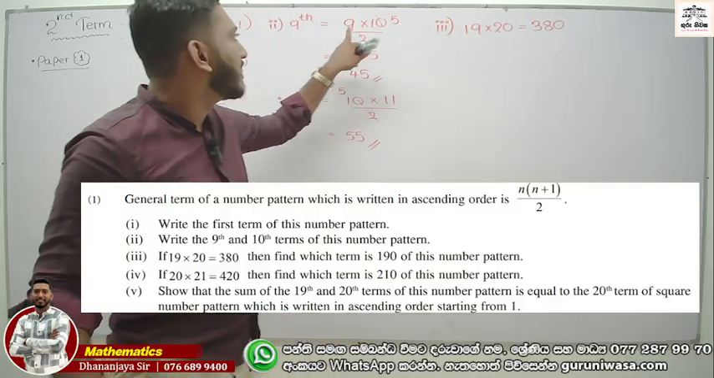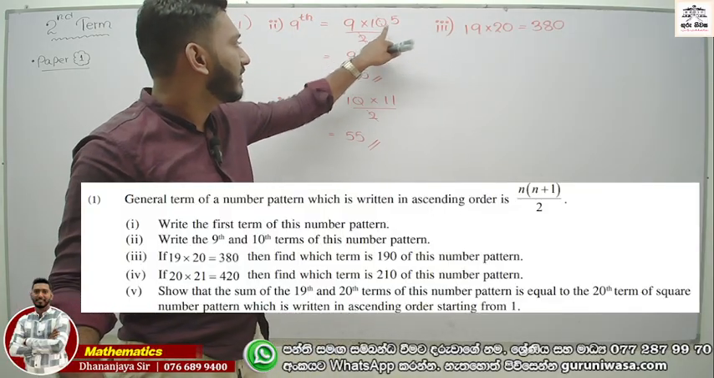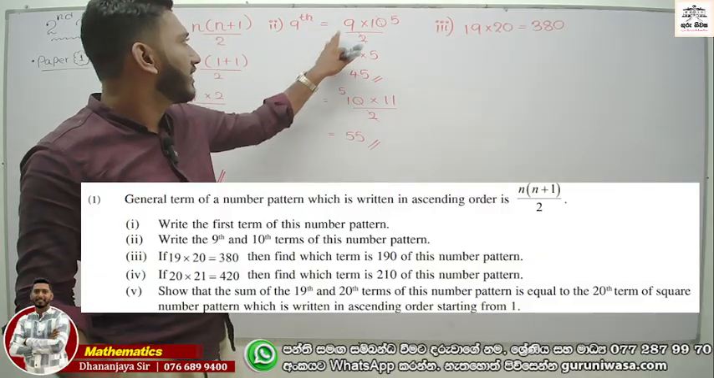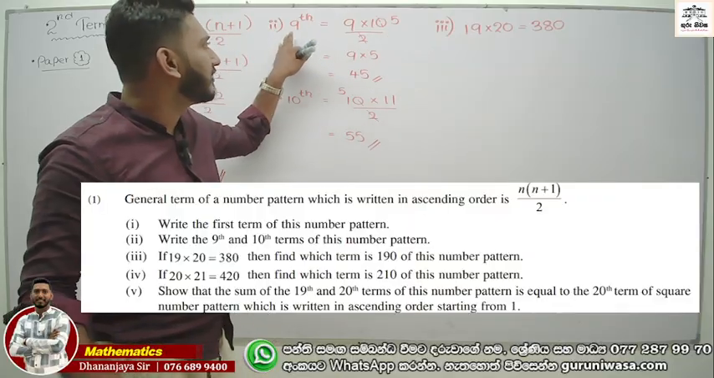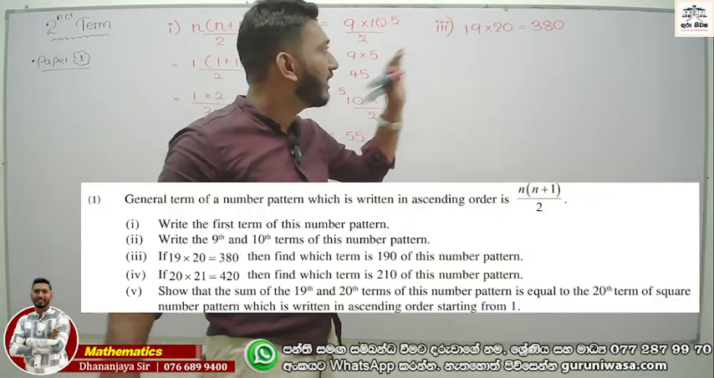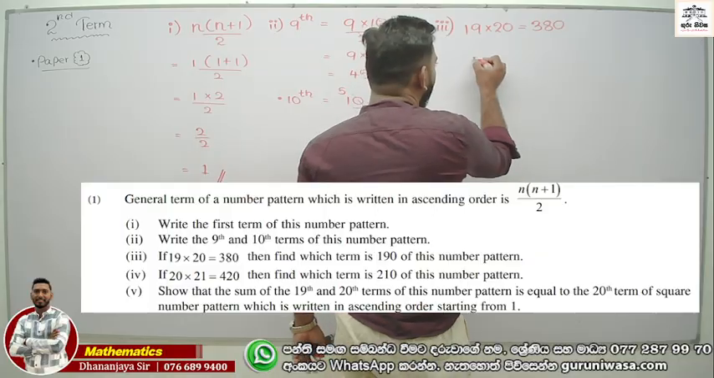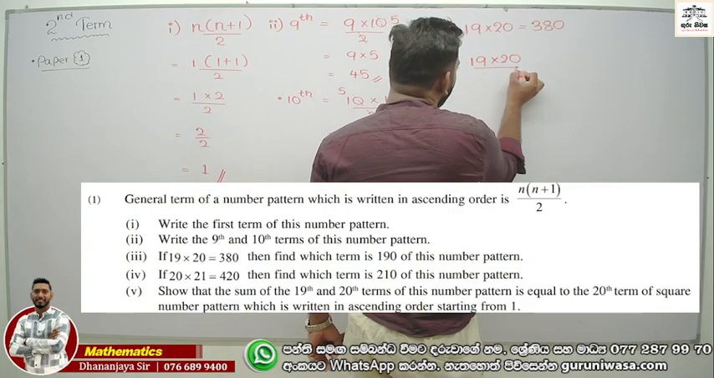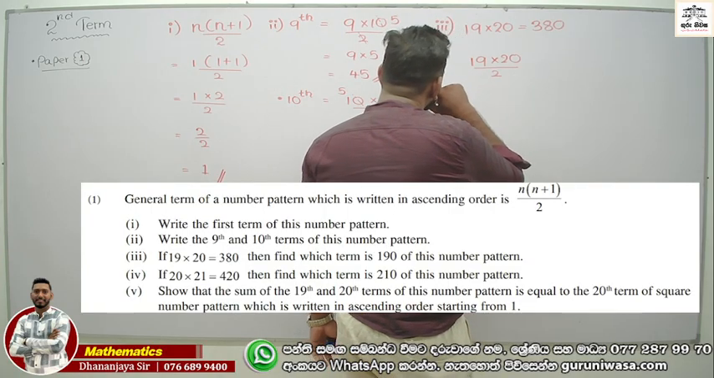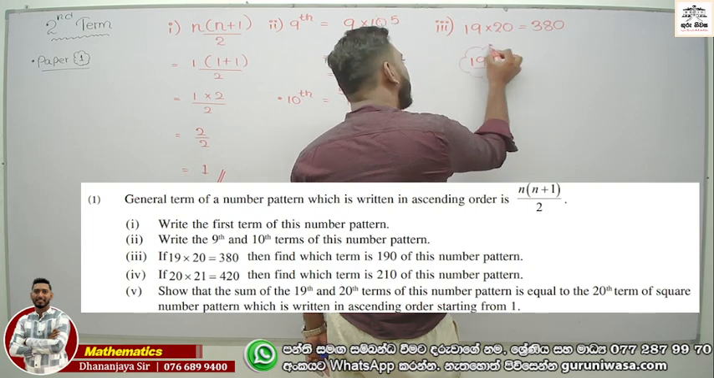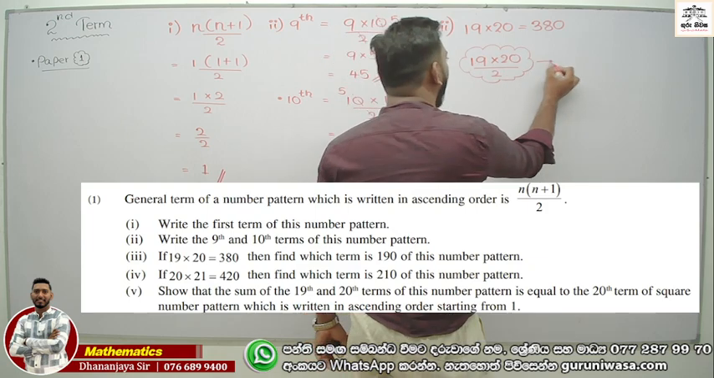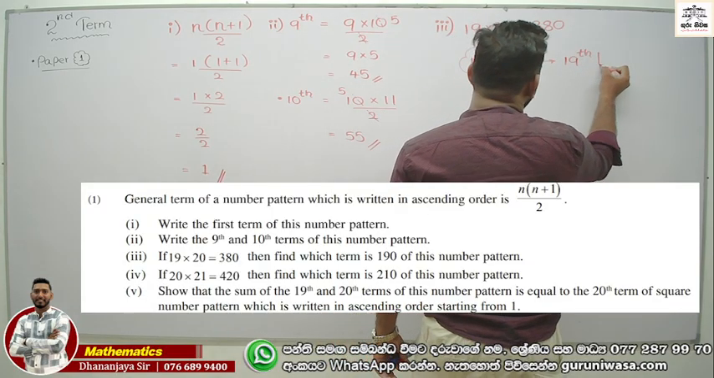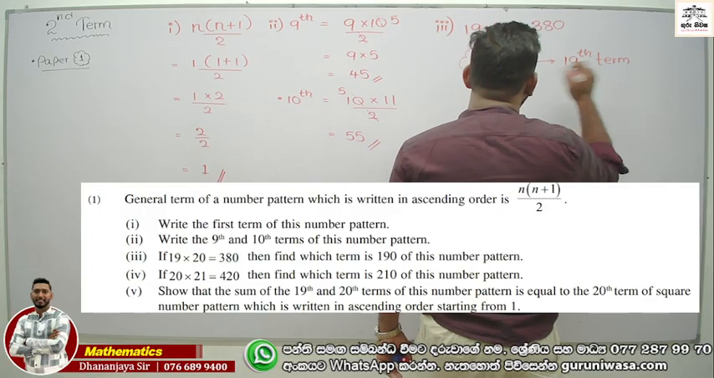Look at this. 9 multiplied by 10, 10 multiplied by 11 is the 10th term. 9 multiplied by 5 is the 9th term. Therefore, 19 multiplied by 20 we can write as 19 multiplied by 20 divided by 2, and this should be equal to the here. Certainly it must come from which term? 19th term. Now find the answer.